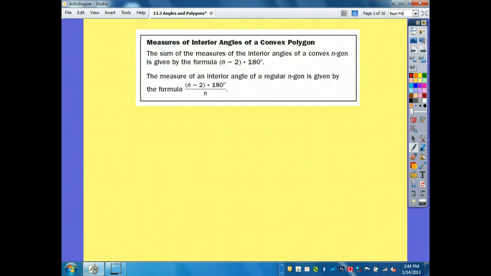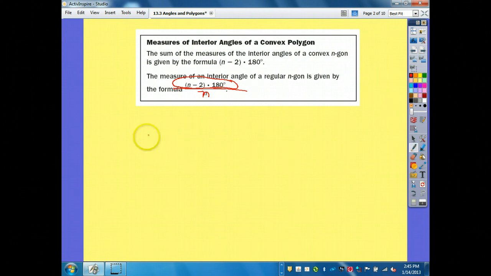Now, when you look at this, they give you a formula for measures of interior angles. This is the formula you need to use because there's three things we want to find out today. We want to know the sum. To find the sum of all interior angles, you'd use the top part of the formula: n stands for the number of sides, minus 2, times 180. That gives you the sum, and then you divide by the number of sides to see what each angle inside equals, if they're all congruent.